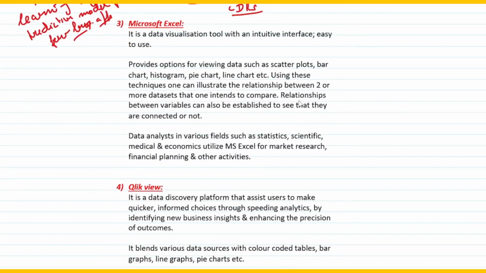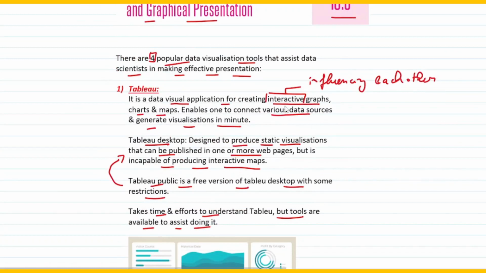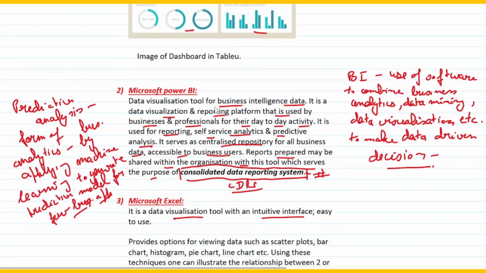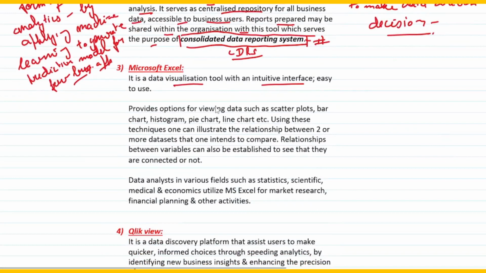Again, this is a data visualization tool, but what does it do? With an intuitive interface, right? Please try and understand the difference between all. The first one was Tableau. It spoke about the interactive graphs, charts and maps. So it's a data visualization application for what? For interactive graphs. Microsoft Power BI pertains to business intelligence data. The third one is Microsoft Excel, and this is a data visualization tool with an intuitive interface, right?